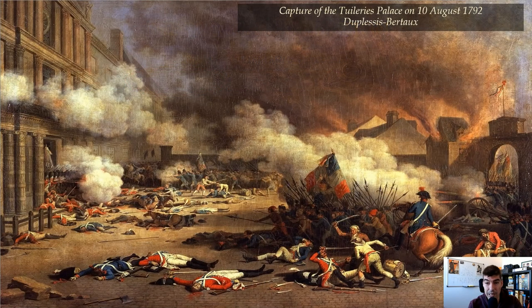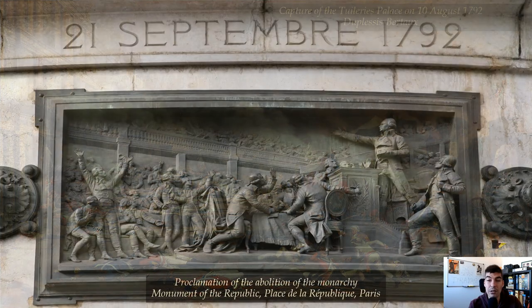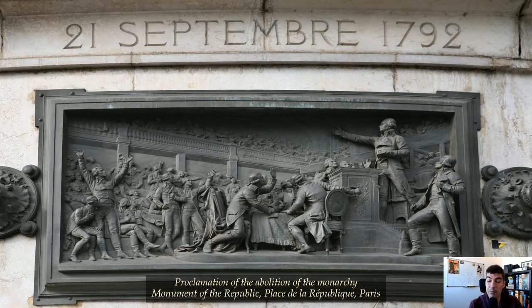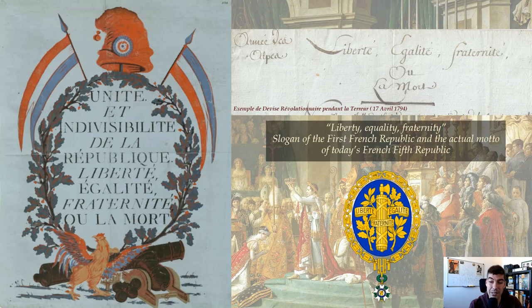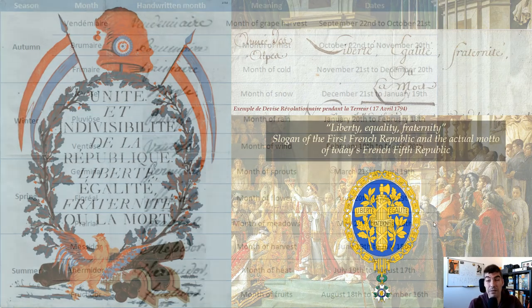This is the capture of the palace in August 1792 by the National Guard. And this is the proclamation of the abolition of the monarchy, the 21st of September of 1792. And also this is the slogan, the motto of this first French Republic, which we all know, Liberté, Égalité, Fraternité, which is liberty, equality and fraternity, which is also the motto, the slogan of the French Republic nowadays. This is the coat of arms of the fifth French Republic.